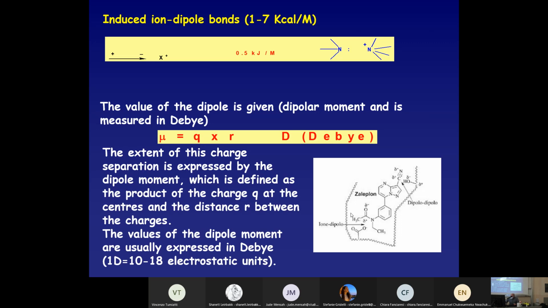Here you can see also an example of an ionic dipole interaction. You have a residue of a carboxylic acid with a minus charge. This minus charge can interact with this partial positive carbon atom of the ketone. No, it's an amide. Okay, with the amide.